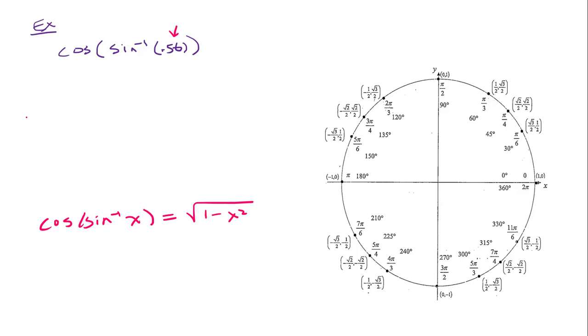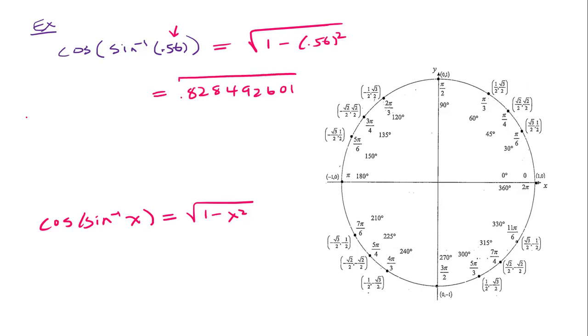If I apply the formula here, this would just be the square root of 1 minus 0.56 squared. I put that in the calculator, and when I do that, we get 0.8284, and I believe it goes on 92601. So that's the answer to this question.